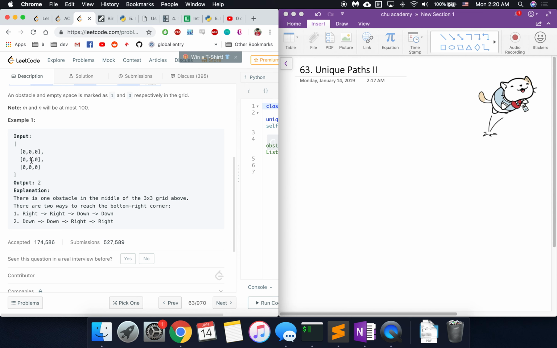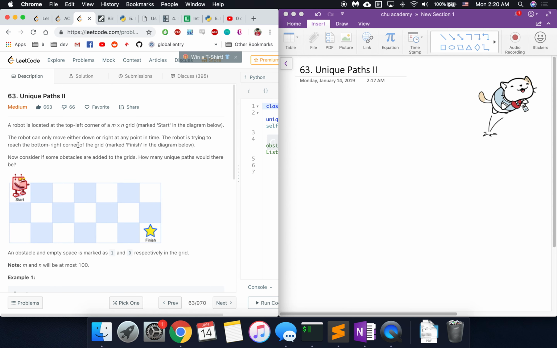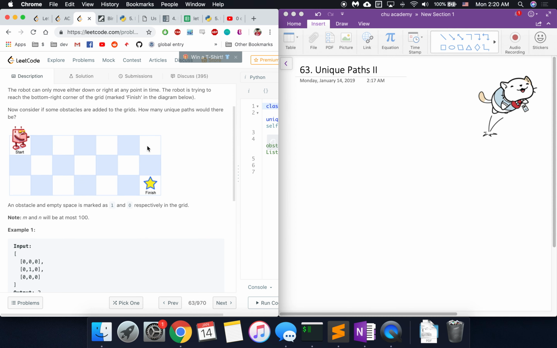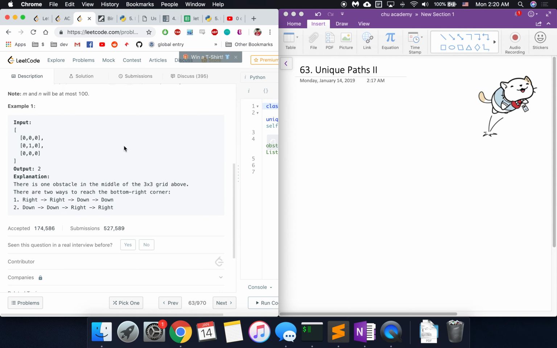You can see here that if you start at 0, 0 and end at 2, 2, the only way you're going to get there with the obstacle in the way is either this way and then down, or down, down, right, right, because you can only move right or down at any point in time, and you can't go diagonal either.